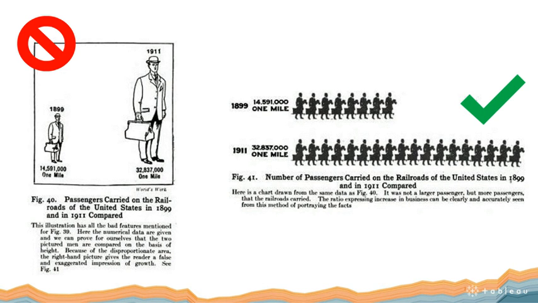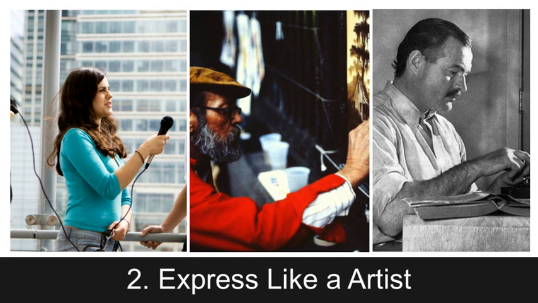Okay, so those are things a journalist tries to do. Many, many more things, I just want to touch on that. We've got about 10 minutes left, so let's go through the other ones. Expressing like an artist. I love this one.